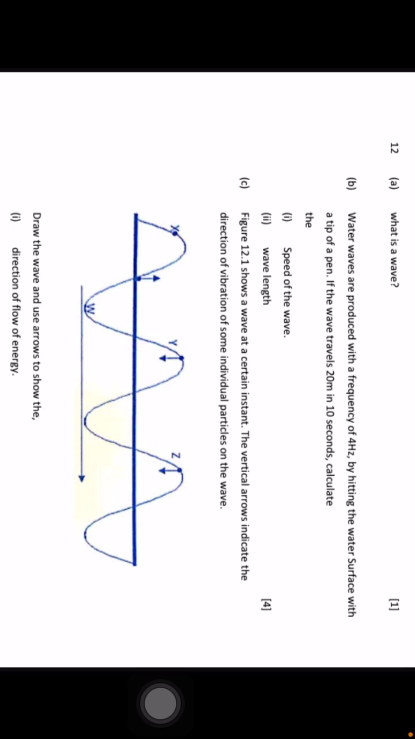A wave is simply a transfer of energy from one place to another. Let me say it properly. This is a disturbance. A wave is a disturbance that transfers energy from one place to another without transferring any matter.